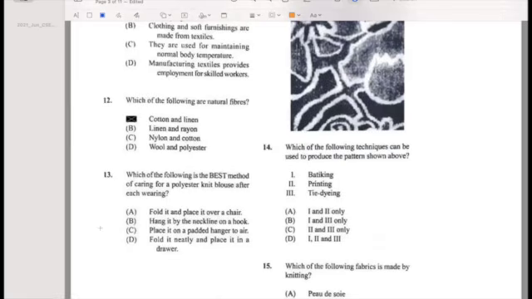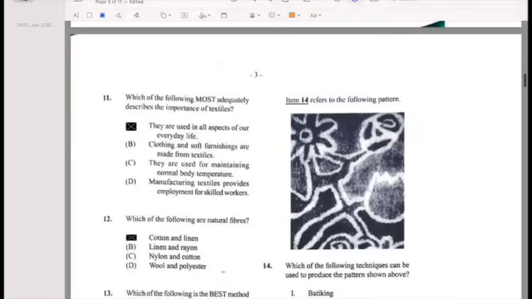Which of the following is the best method of caring for a polyester knit blouse after each wear? Number 13, if your answer is C, then you are correct. Let's go to number 14.